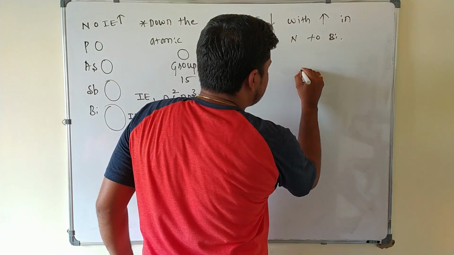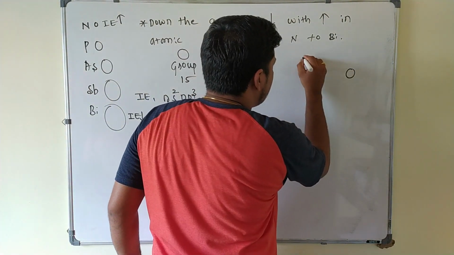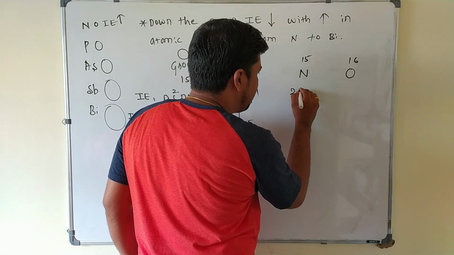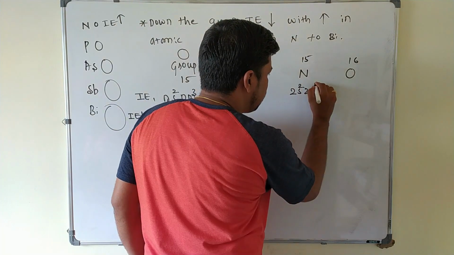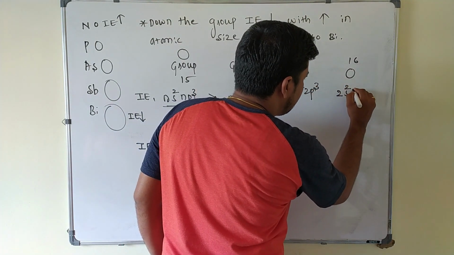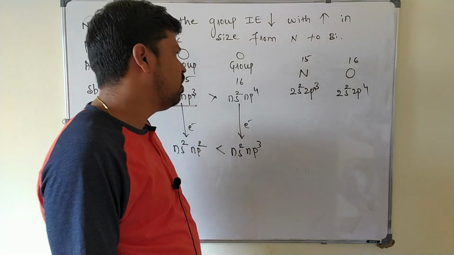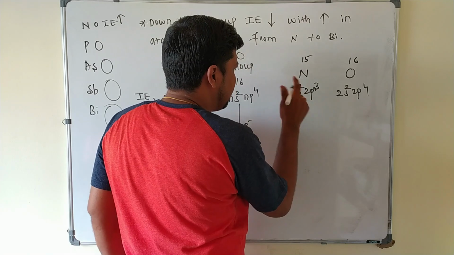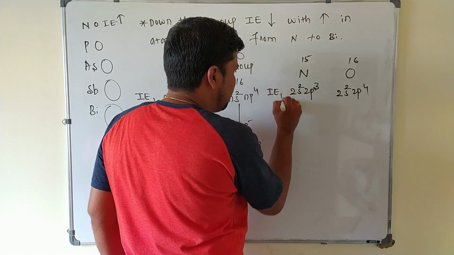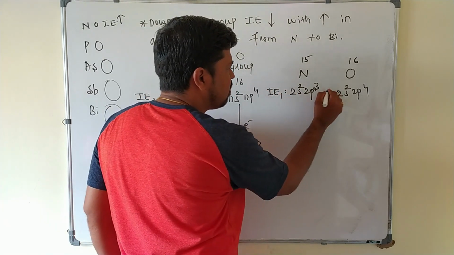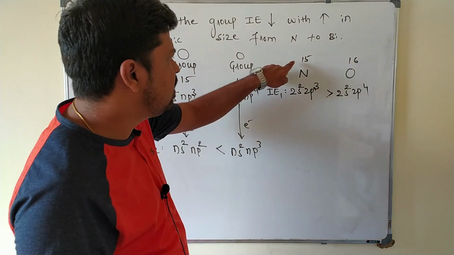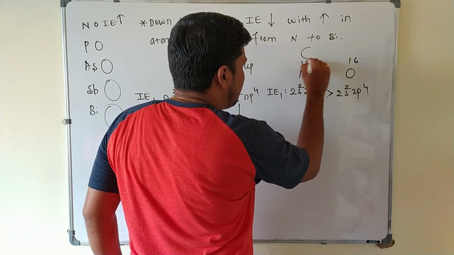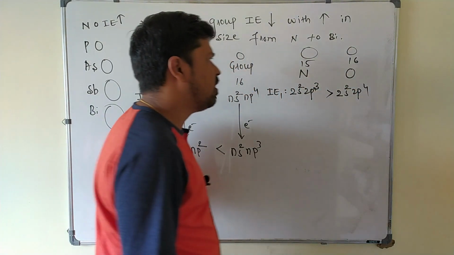So we can take an example of nitrogen and oxygen. This is a group 15 element. This is a group 16 element. The electronic configuration of this one is 2s2 2p3 and its configuration is 2s2 2p4. Again, due to stable electronic configuration, the first ionization energy of nitrogen is more than that of oxygen, even though this has a larger size. I will write like this: large size of nitrogen, small size of oxygen.